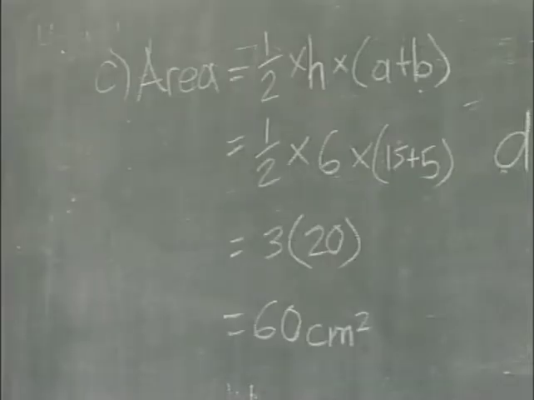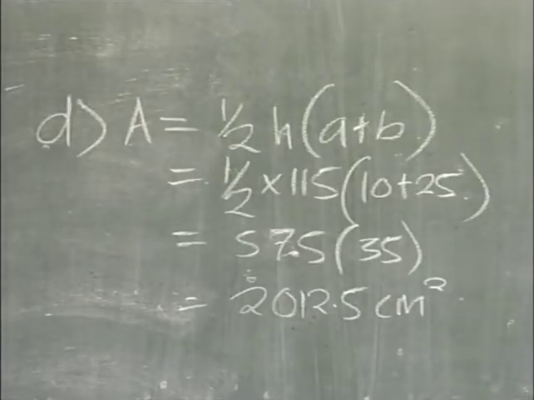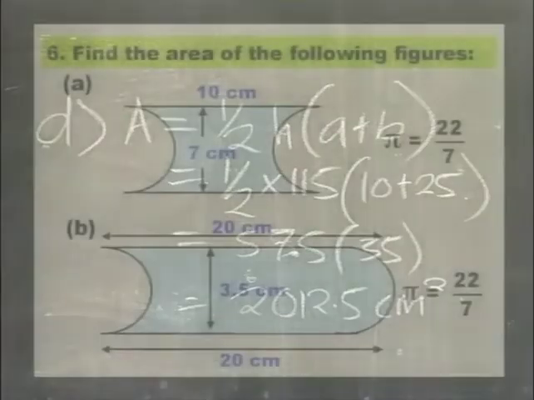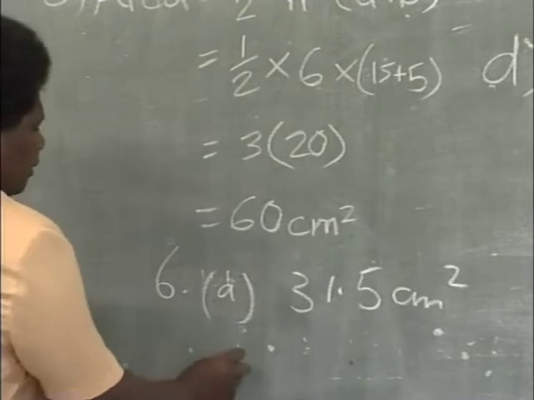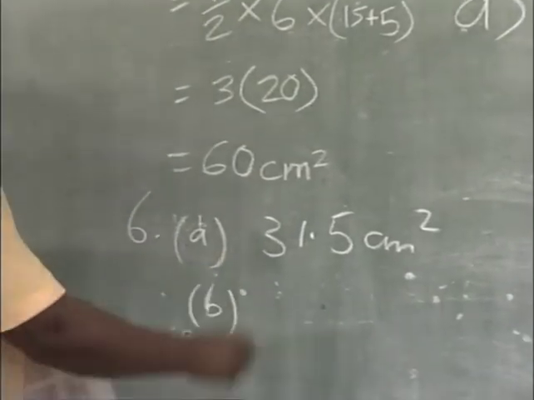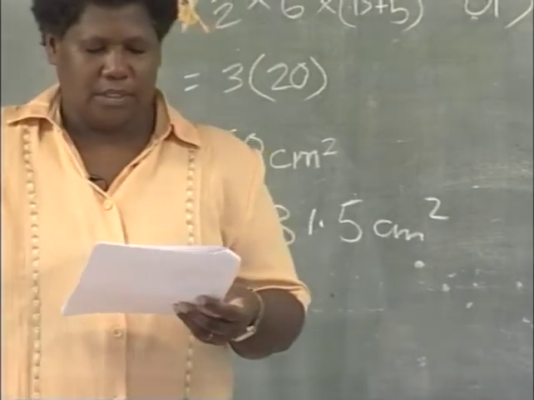All right, 5C is correct, 60 square centimeters, and 5D, 2012.5 square centimeters is also correct. Okay, number 6. Solomon, give us your answer to number 6, please. 6A. 31.5 square centimeters. You all agree with the answer? 31.5 square centimeters, is that correct?